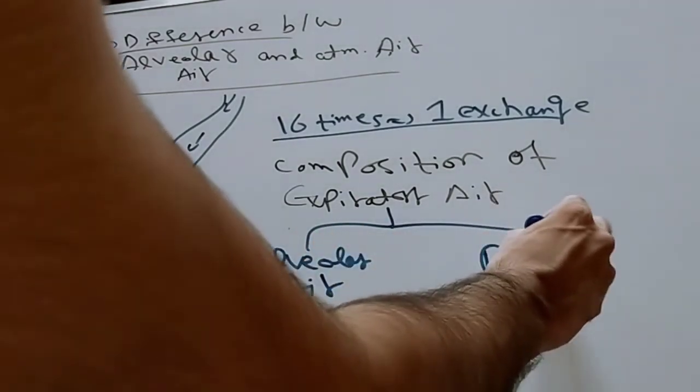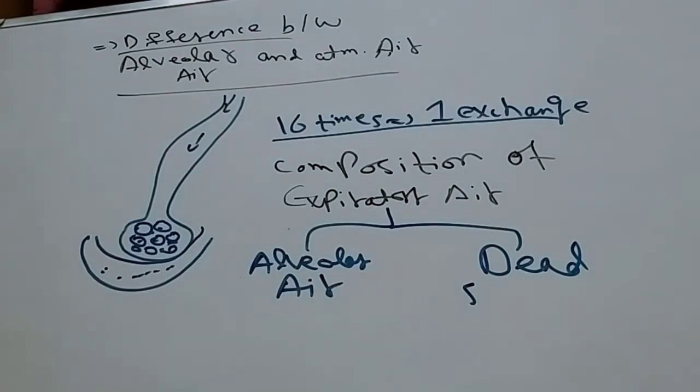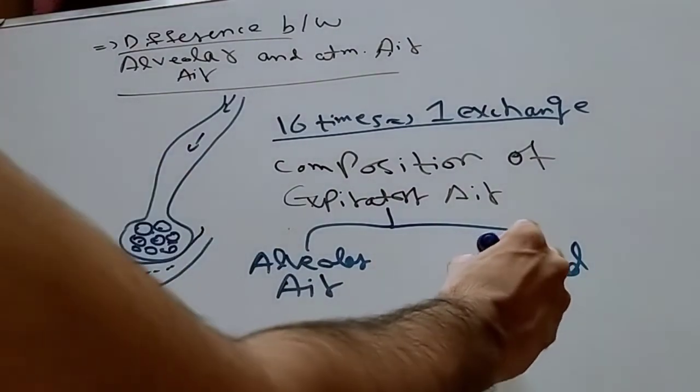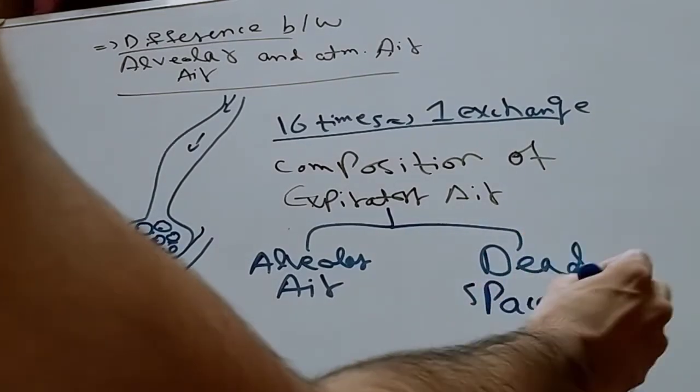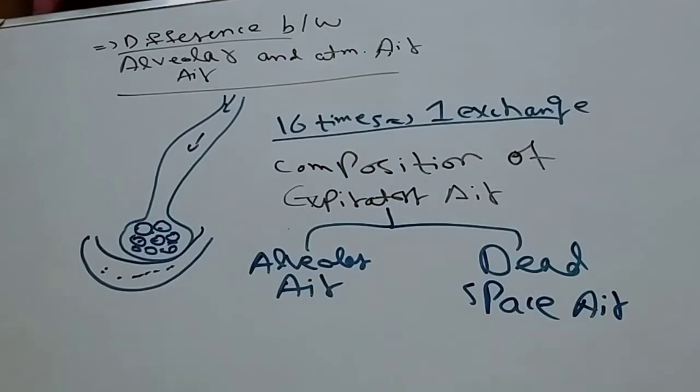We know what the dead space air is. Dead space air is the air that is not exchanged and is present in the respiratory tract. So dead space air plus alveolar air composes the expiratory air that gets expired out from the respiratory tract into the atmosphere via the mouth.